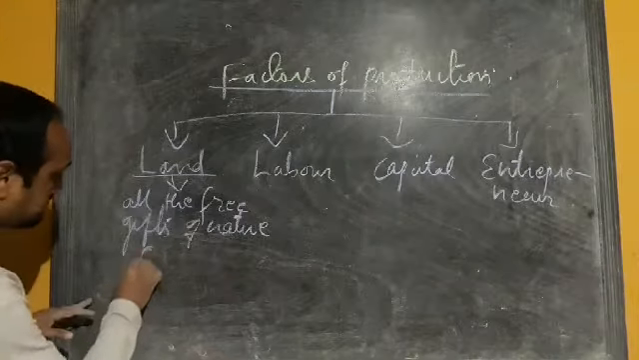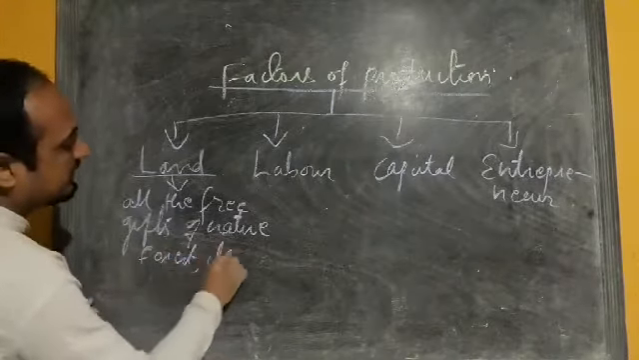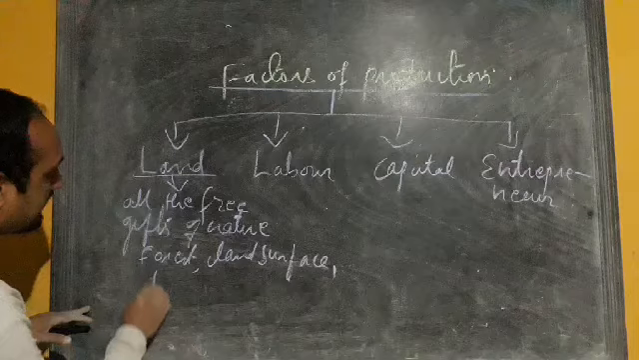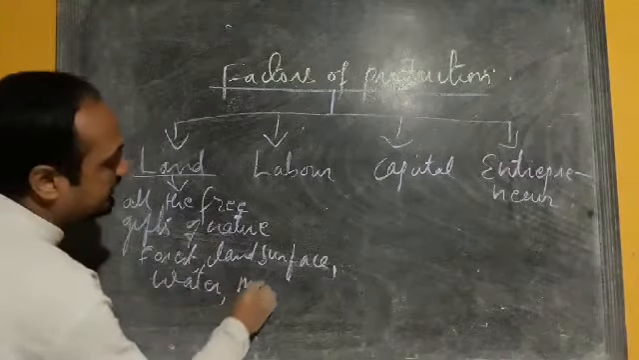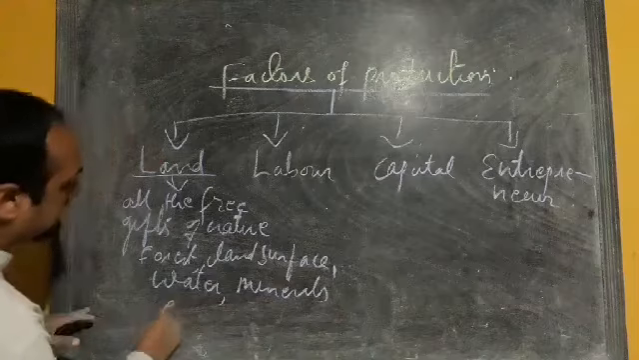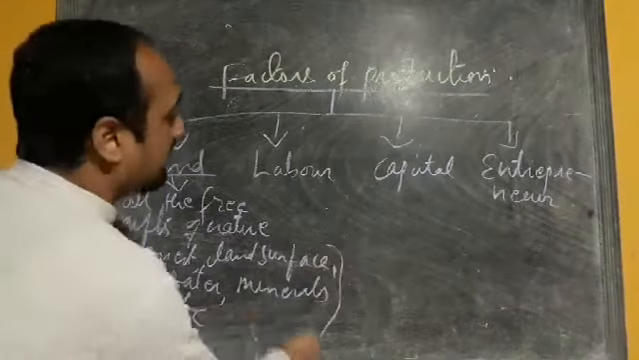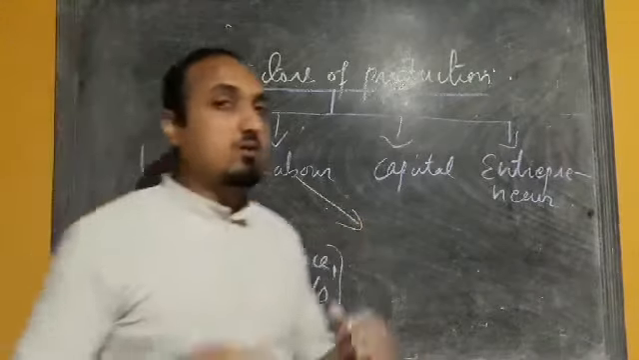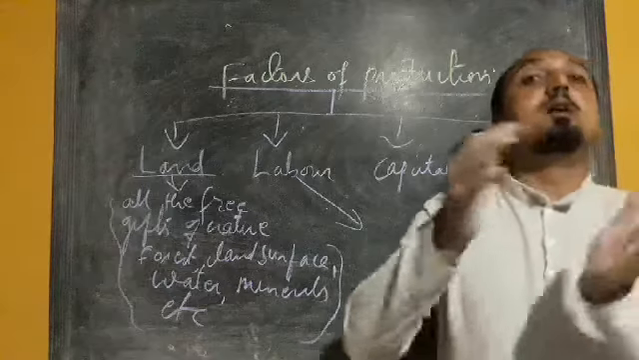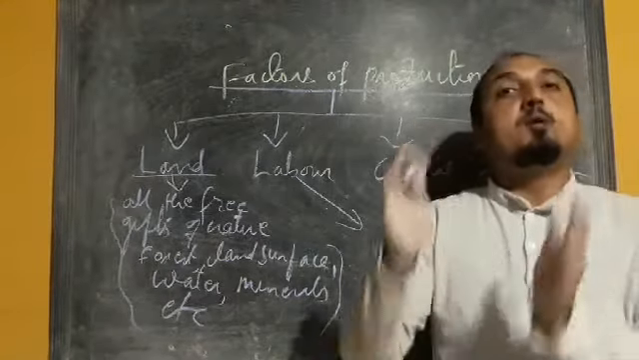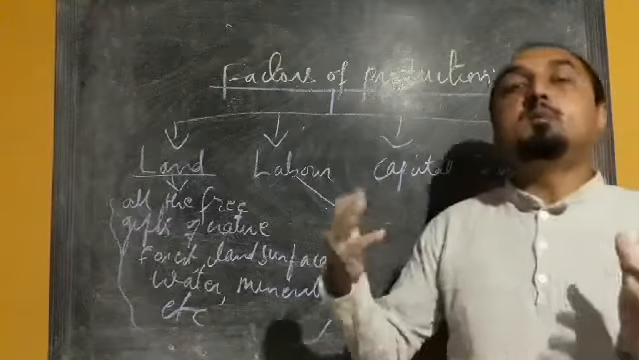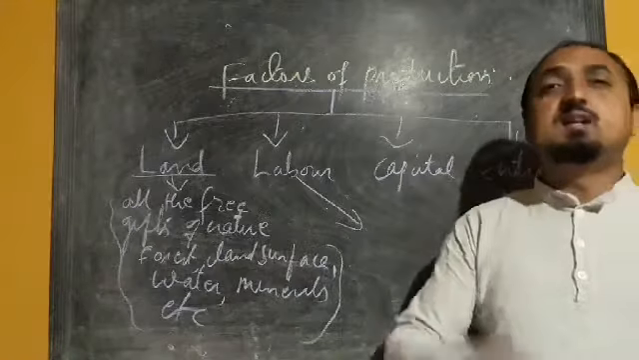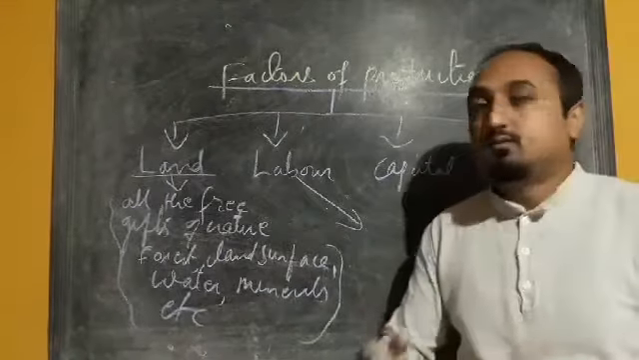All the free gifts of nature are called land in economics, and those free gifts of nature are forest, land surface, water, minerals, etc. So these all are part of land. Okay, now next we have labor. Labor is defined as human effort, both physical and mental effort involved in the production process. Some labor is skilled, unskilled, and some is semi-skilled.